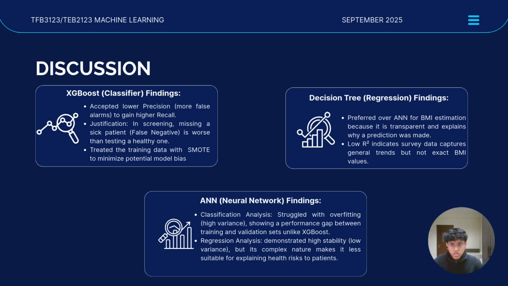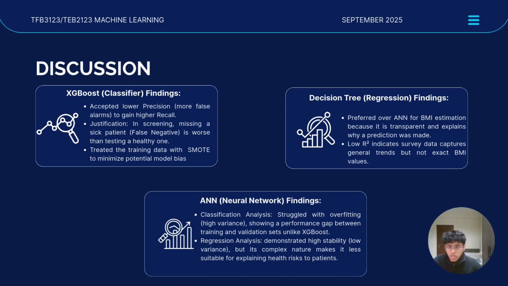Secondly, for regression analysis, we chose the decision tree over the neural network. Even though neural networks are powerful, decision trees offer transparency. In healthcare, it is crucial to explain why a prediction was made. In this analysis, we also noted a low R square score, which indicates that while the survey data successfully captured general health trends, it lacks the granularity to predict exact BMI values perfectly.